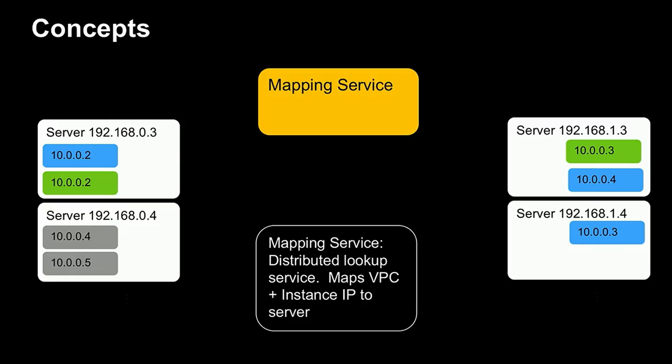In order to understand what the topology is for a given VPC, we have something called the mapping service. The mapping service is responsible for understanding the relationships between a VPC, an instance IP address, and its location in our substrate infrastructure.